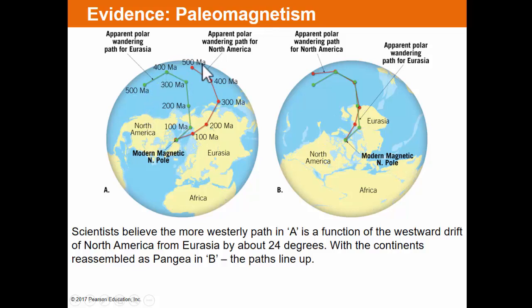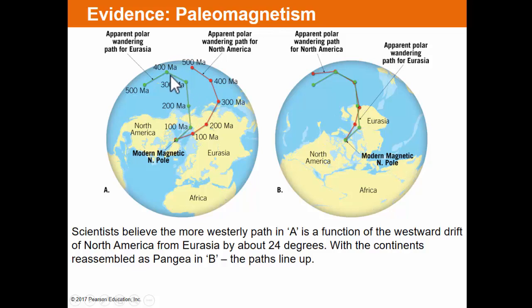So scientists believe that the more westerly path here in A is a function of the westward drift of North America from Eurasia by about 24 degrees. So what this is telling you is that currently both rocks in North America and Eurasia point to what is the true magnetic North Pole, very close to the geographic North Pole. But as we go back in time, 100 million years, 200 million years, there's different orientation of those magnetite crystals.